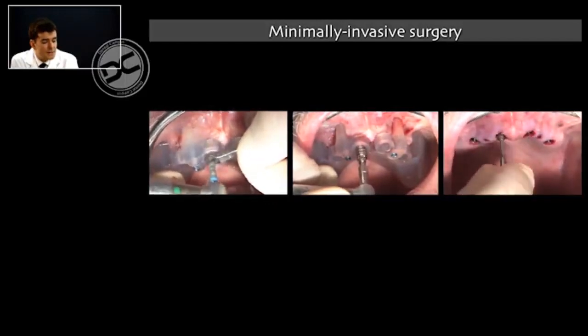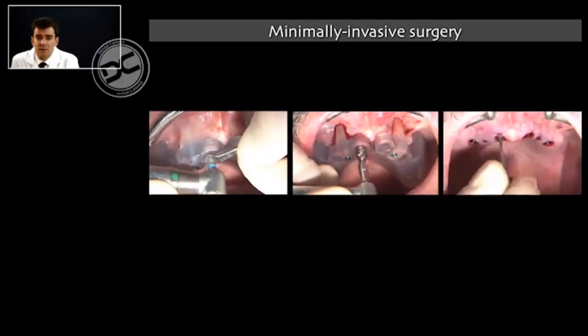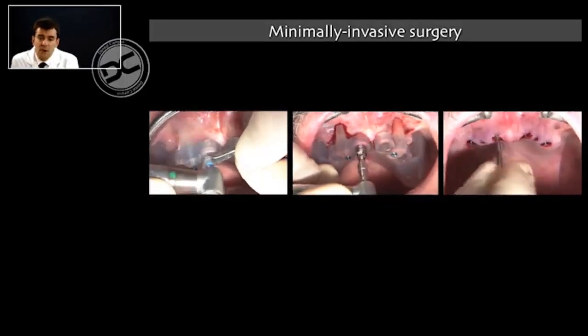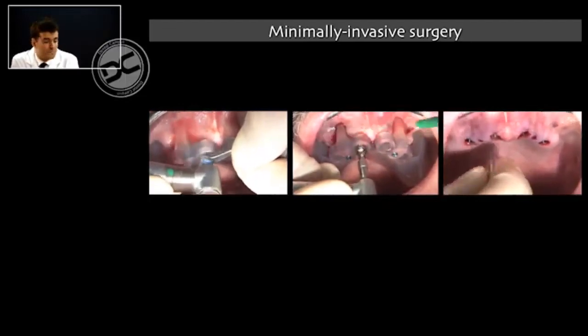Again, these cases are rather rare, so the cases really where the bone and the amount of keratinized mucosa in an edentulous jaw is sufficient.